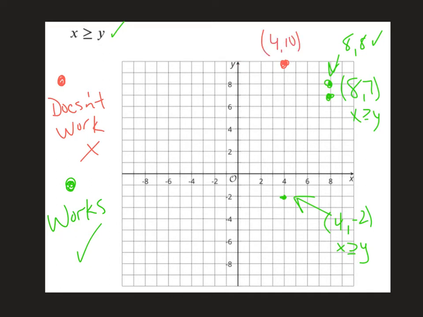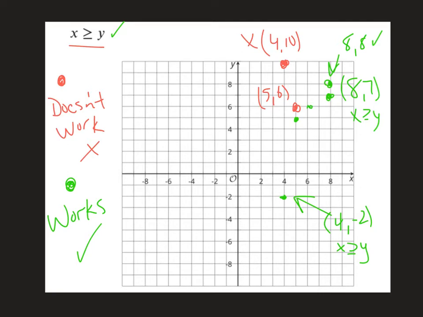4, 10 does not meet the criteria of x being greater than or equal to y. X is less than y, so that's no good. All right, well, let's see here. What if we went to, say, 5, 6? Again, 5, 6, x is smaller than the y value, no good. But then, if we just move down just a smidge, and I know what you're thinking, Harrison, how about 5, 5? 5, 5, good to go.